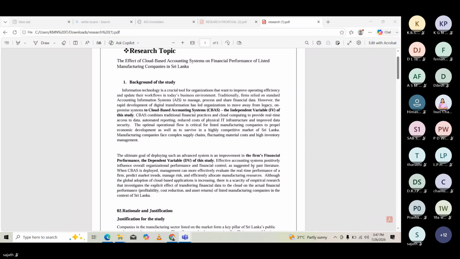This is actually not an independent variable. This is a concept, right? Within this cloud-based accounting system, there might be several independent variables. I'm asking what those independent variables are.